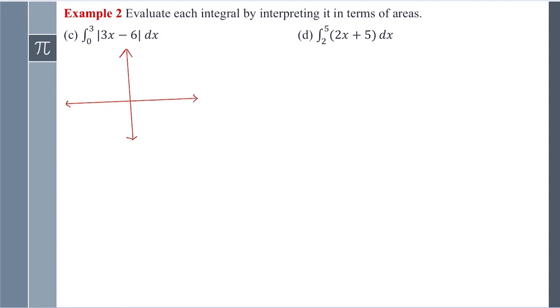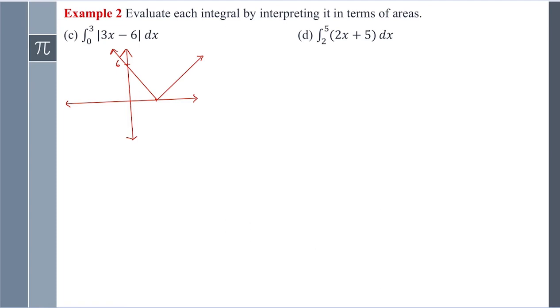Okay, so now we are going from 0 to 3. The y-intercept of this function is 6, so let's say 6 is right here. The x-intercept of this function is 2 right here. So it's an absolute value function, so this is going to look like this.